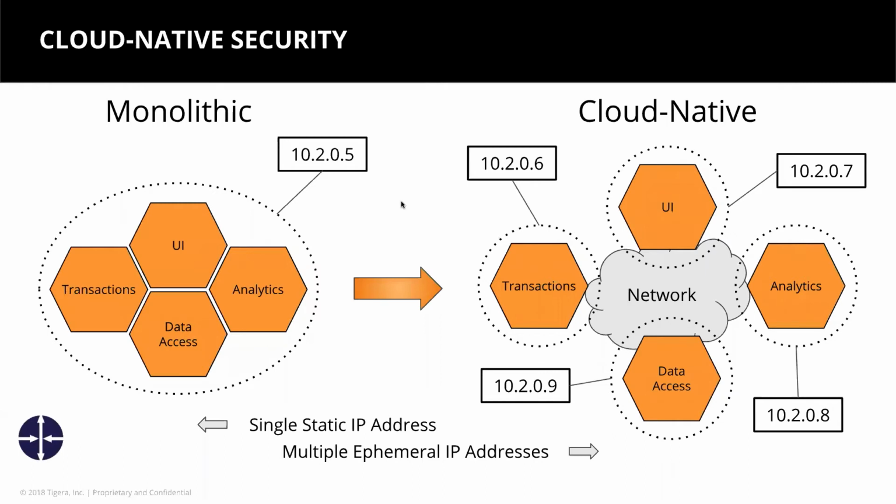One other thing to point out from this picture is on the left side with the monolithic application, those IP addresses are long-lived. Those are typically assigned to VMs or bare machines, where the ones on the right side are more ephemeral. So these IP addresses are constantly changing based on the creation and the destruction of the individual instances of those microservice components.